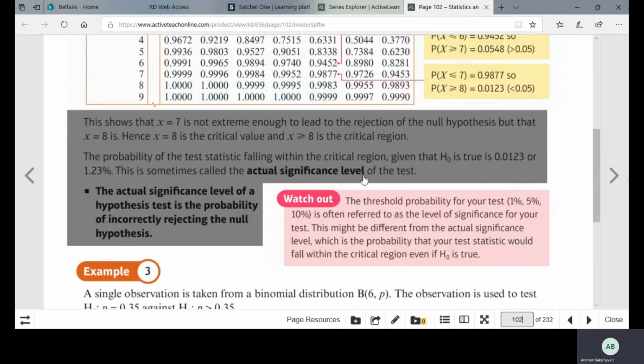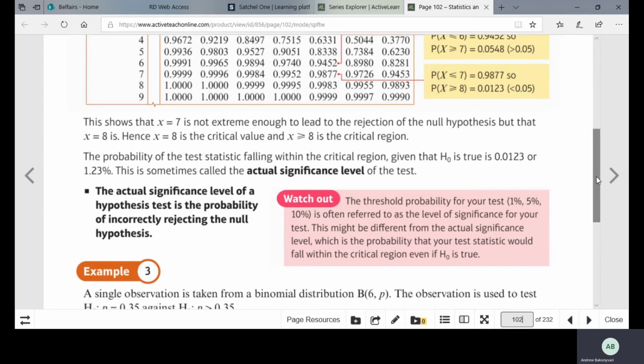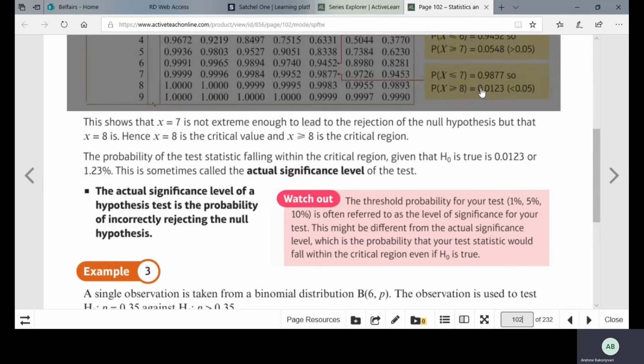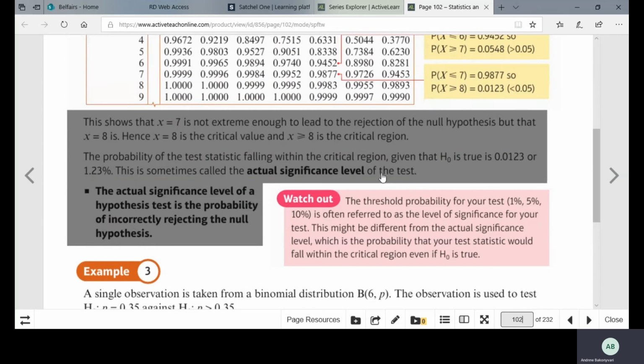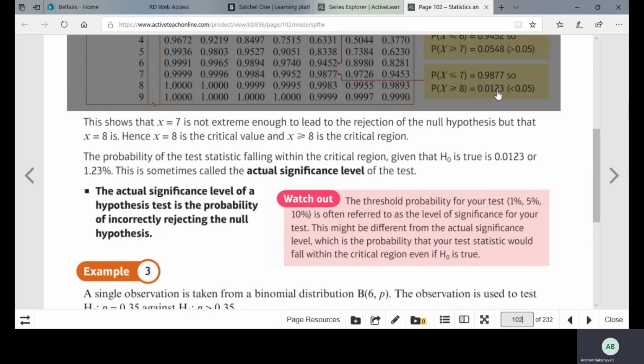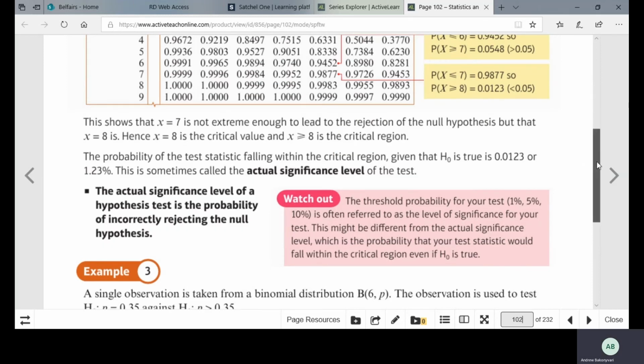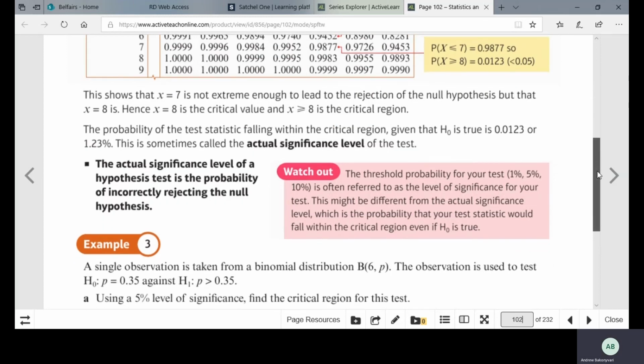Now, the actual significance level. We're testing at a 5% significance level, which means that anything less than 5% we can call our critical region. But what we might sometimes be asked for is the actual significance level. Because the probability of greater than or equal to 8 is 0.0123, it is less than my 5%, but that now becomes my actual significance level of the test. So it's a 1.23% actual significance level. It's very unlikely we'd ever get something that was dead on 5%.